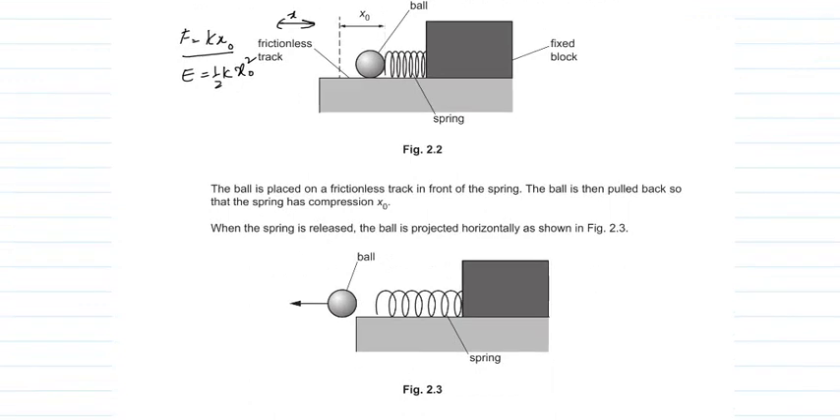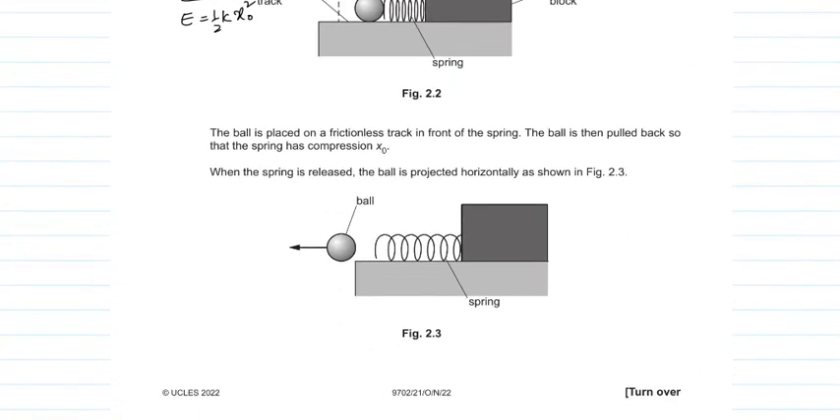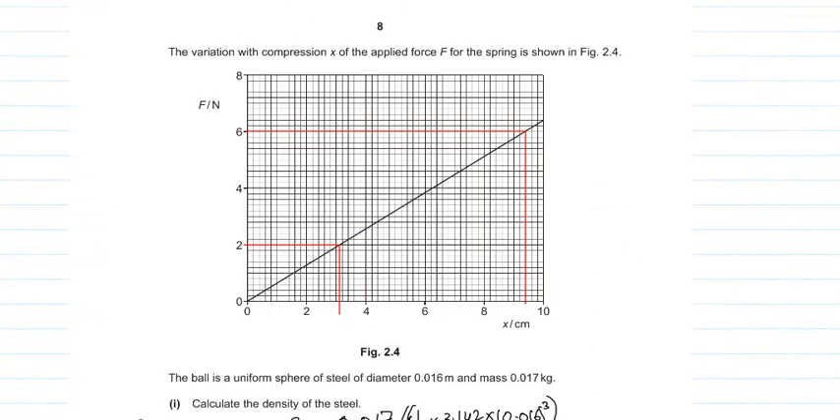The ball is placed on a frictionless track in front of the spring. The ball is then pulled back so that the spring has a compression x naught. When the spring is released, the ball is projected as shown here, right? Now, the variation of the compression x with the force of the spring is given in this table. And remember again, the extension is in centimeters, so we need to consider this as well.